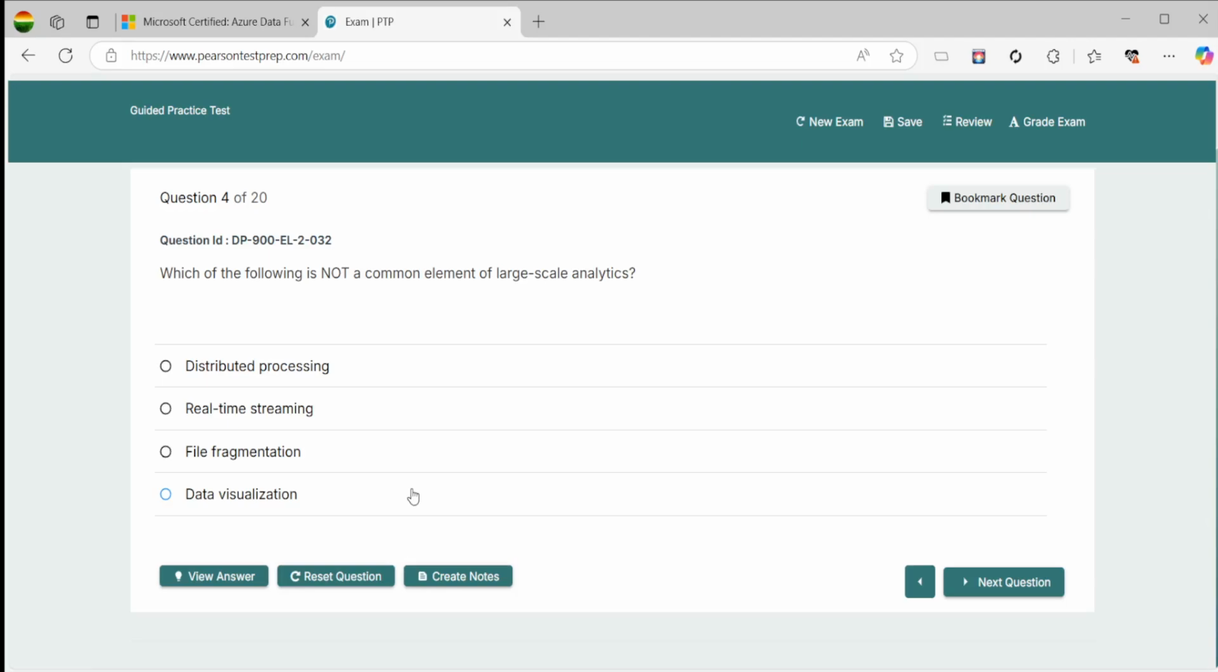Which of the following is not a common element of large-scale analytics? Distributed processing, real-time streaming, file fragmentation, or data visualization? Which is not an element of large-scale analytics? Well, we probably want to do data visualization. We probably want to do real-time streaming. We probably want to do distributed processing. But for large-scale analytics, we do not want to do file fragmentation.